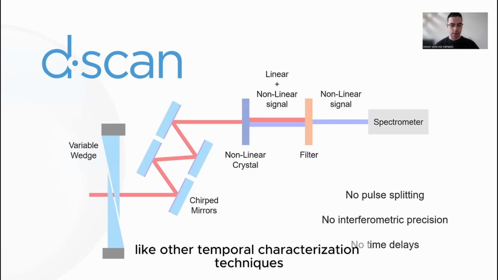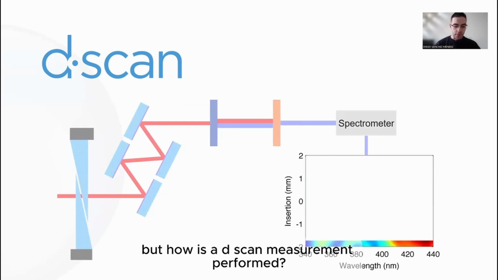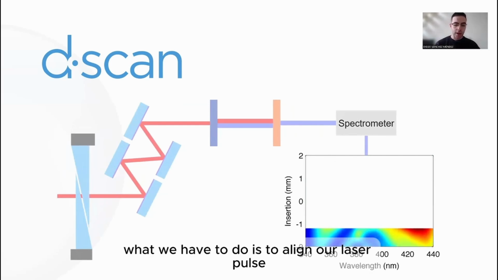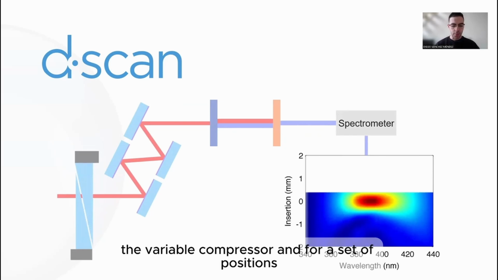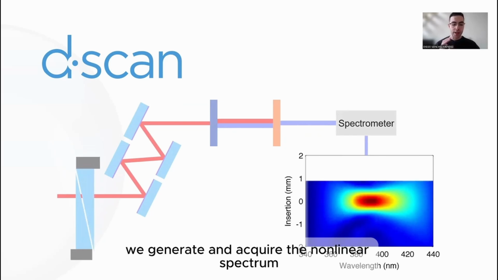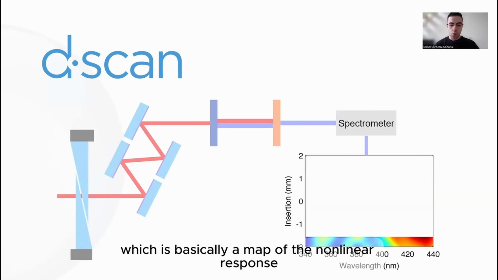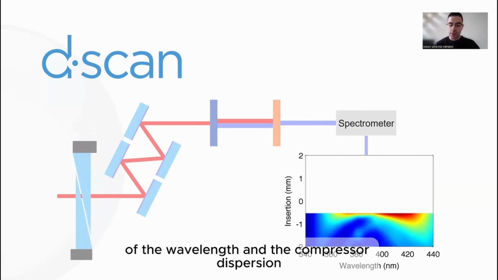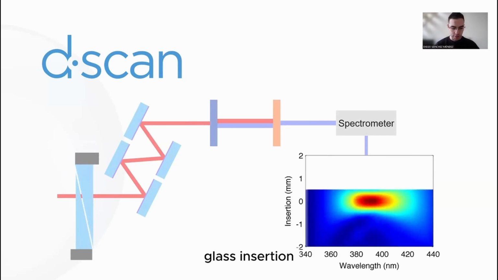But how is a D-scan measurement performed? Just in a simple way, what we have to do is to align our laser pulse with the D-scan setup. Then we start moving the variable compressor, and for a set of positions, we generate and acquire the nonlinear spectrum. With all these spectra, we can build a plot called the D-scan trace, which is basically a map of the nonlinear response as a function of the wavelength and the compressor dispersion, which usually is represented by the relative glass insertion.